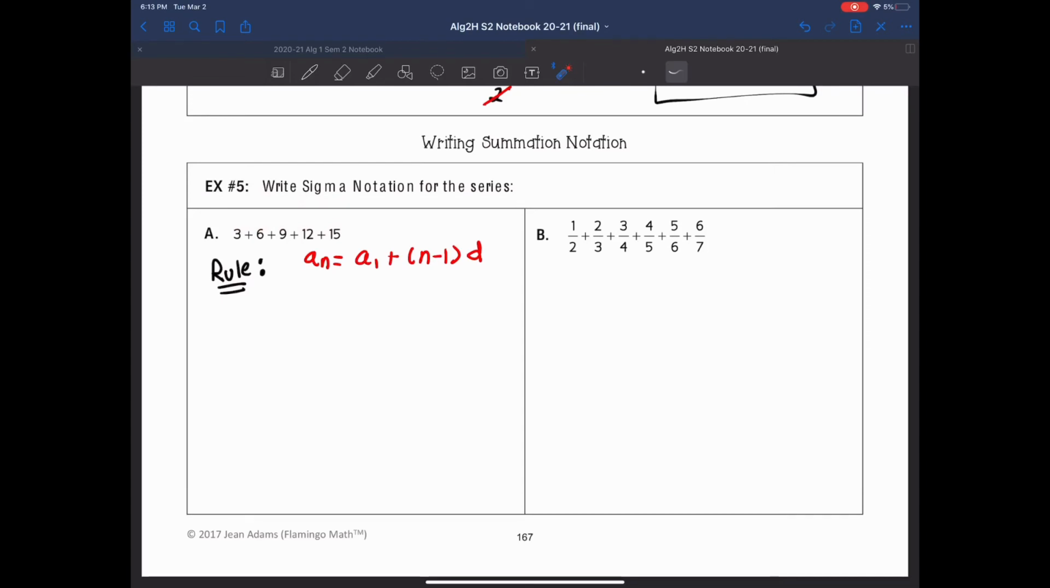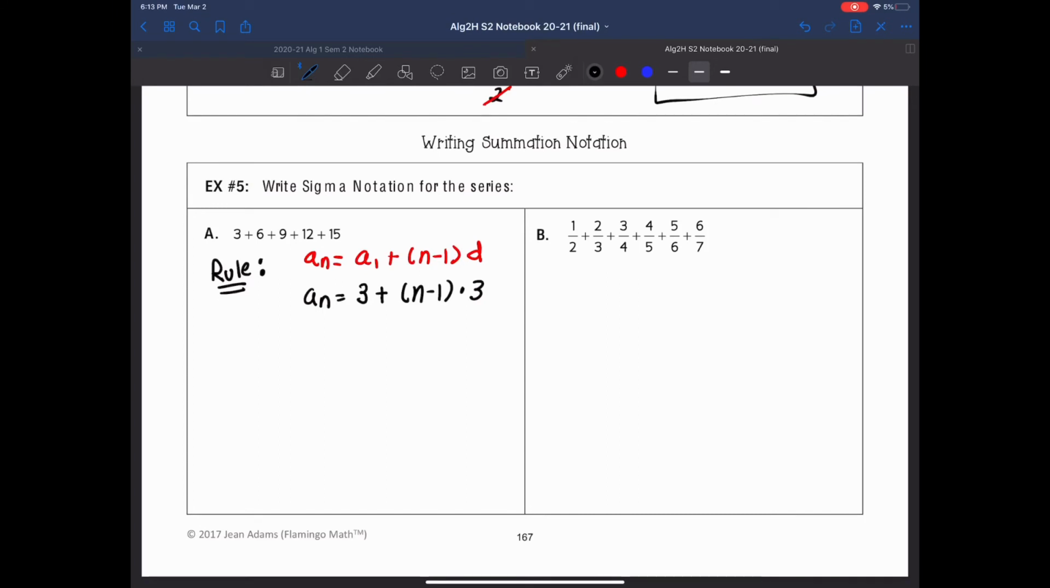We're not going to plug anything in for n, because n is the thing that we're plugging stuff into. We're creating a formula that is going to give us what the terms of our series are. So we're just going to plug in a sub 1 and d to create our rule. We will find that a sub n equals a sub 1, which is 3, plus n minus 1 times the common difference d, which we said was 3.